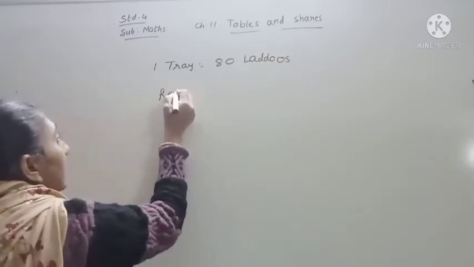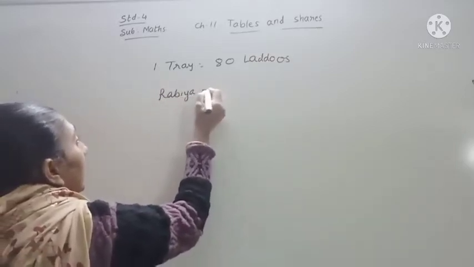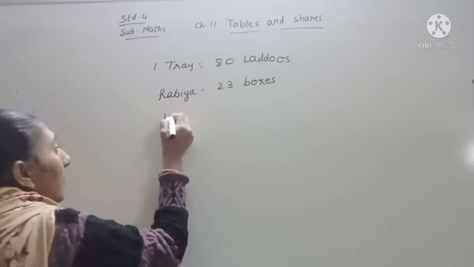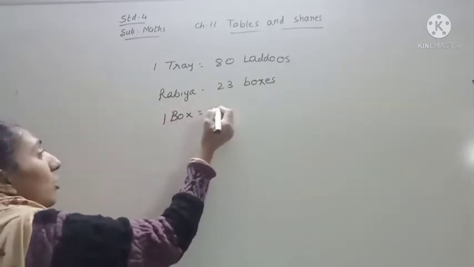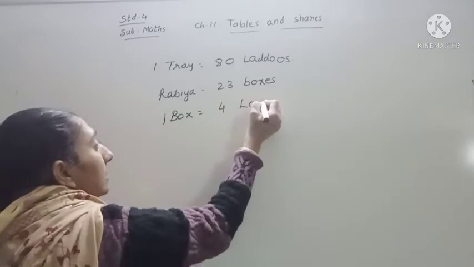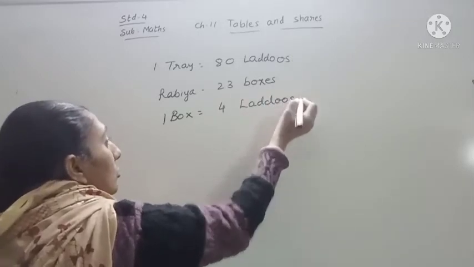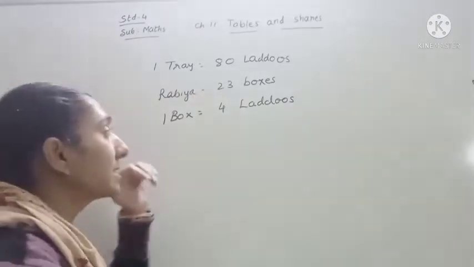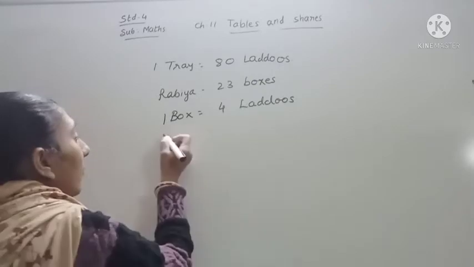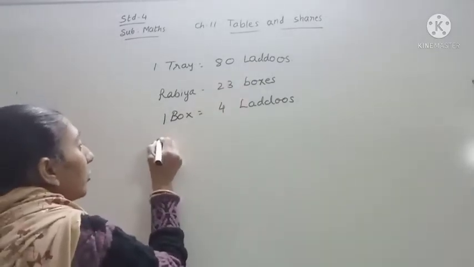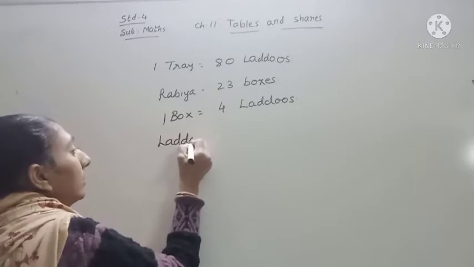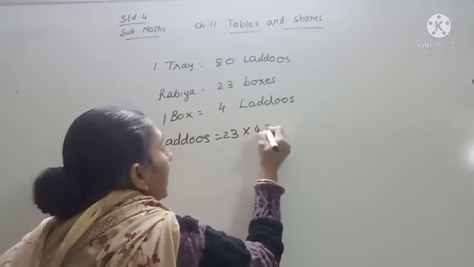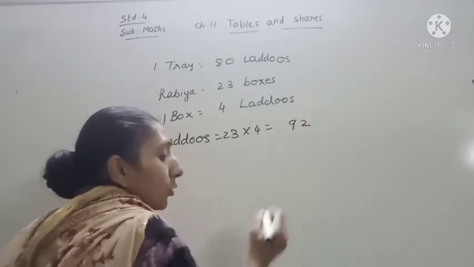Rabia wants 23 boxes. In one box, she wants 4 laddus. So how many laddus are required for Rabia for 23 boxes? So total number of laddus for 23 boxes is equal to 23 multiplied by 4 is equal to 92.